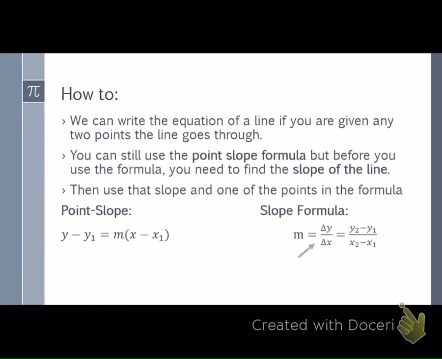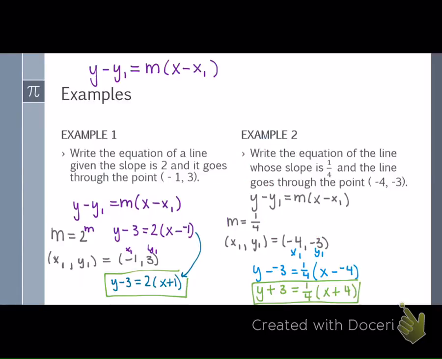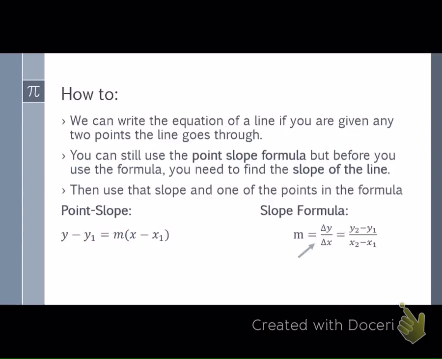All right, so we can write an equation of a line if you are given any two points along the line. But if you're given any two points, you can't go directly into slope-intercept form. On all the examples we've done so far, none of our x values have been zero, so we haven't had the y-intercept in any of these cases. That's why we haven't been able to write it into slope-intercept form right away.